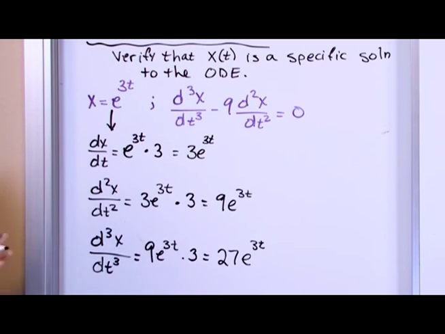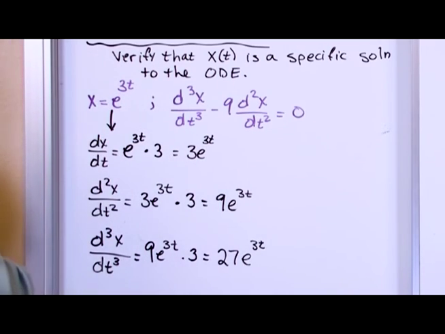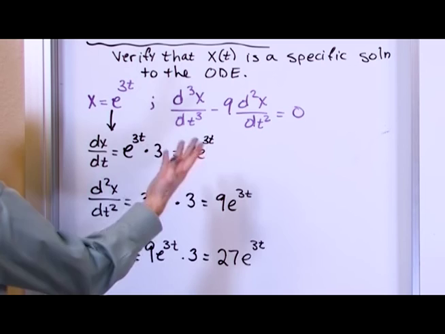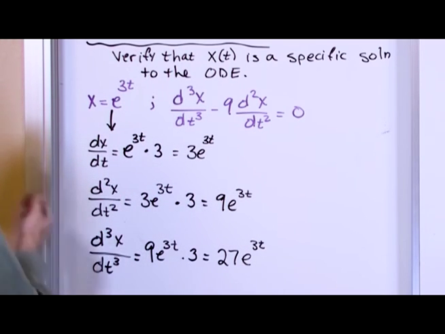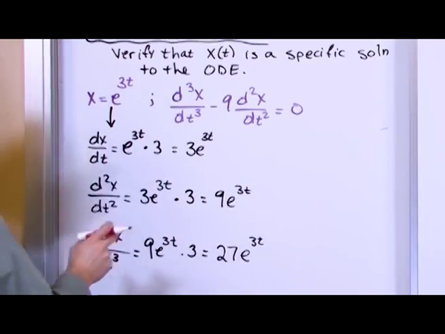And now we have everything we need to verify if this is really a solution to this or not. Because really, we don't even need the first derivative. The only reason we calculated that was to get the second and the third derivative. So now that we have it, let's put it in there. Third derivative with respect to time is this.